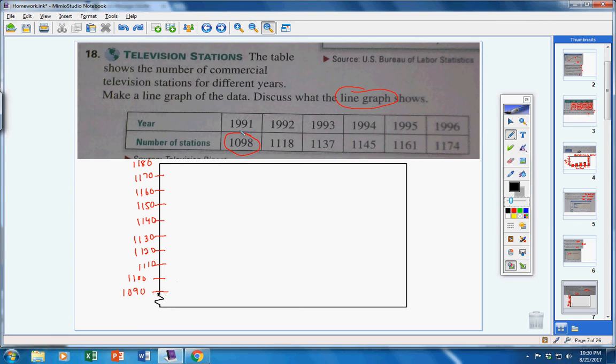Now, we have 1991, 1992, 1993, 94, 95, 96. Now over here on the left side, I would put number of stations. And for the bottom here, I would put the year. I would just put years. Okay.